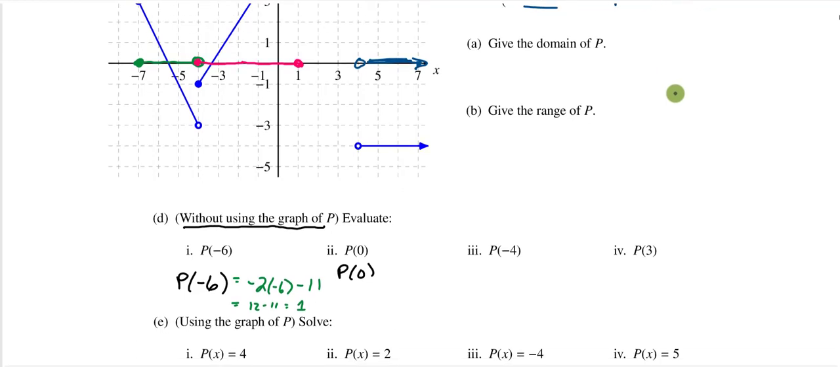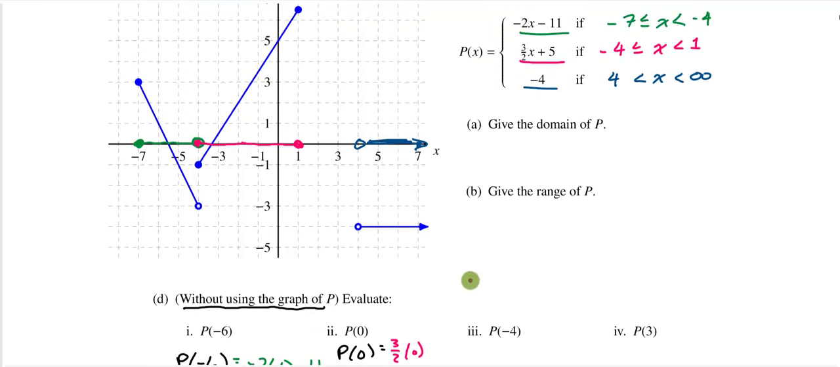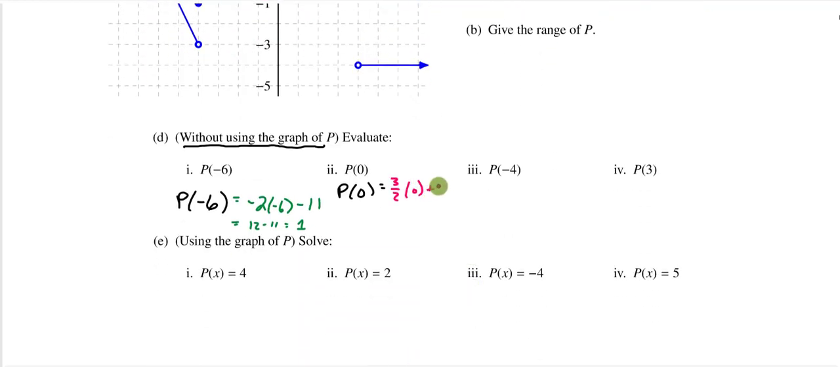And so to find p of 0, we're going to go ahead and say that that's equal to, and I forget what the slope is, 3/2 times 0 plus 5. So notice what's different here. When I evaluated the domain value at -6, I used one rule, but when I evaluated the domain value at 0, I used a different rule.